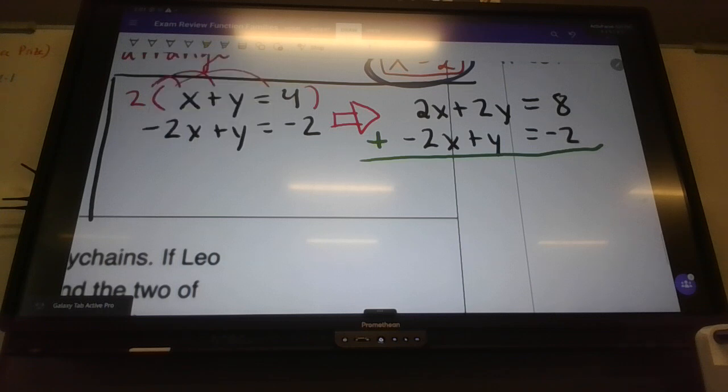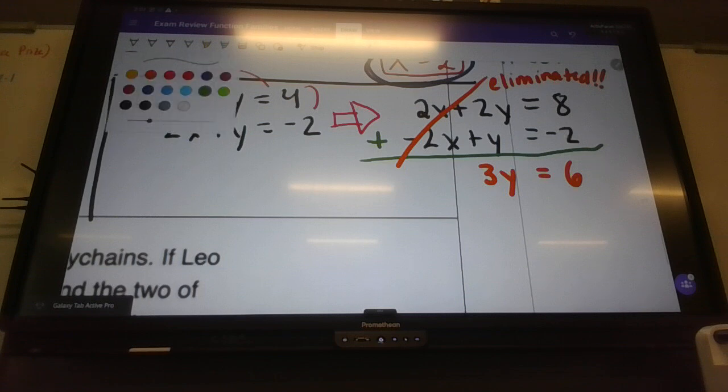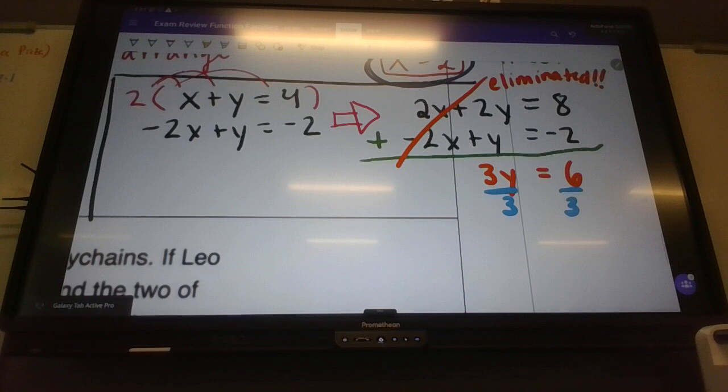All right, so I'm going to add down. 8 plus a negative 2 is 6, equal sign. 2y plus y is 3y's. 2x minus 2x, eliminated. That's why you make the opposite, so that it eliminates like that. And now you can solve what's left. Divide by 3, and now there it is, y equals 2.